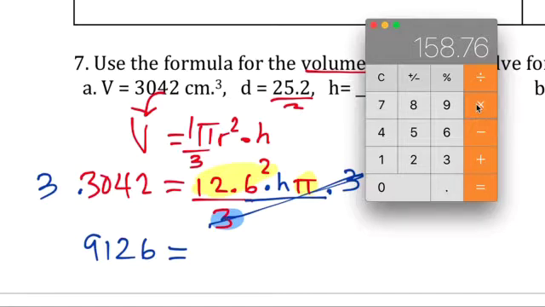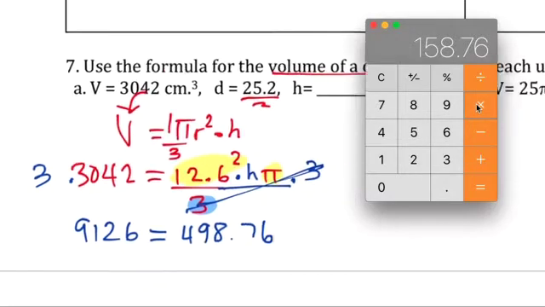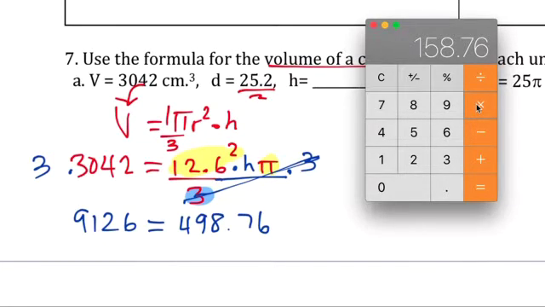So punch in your calculator 158.76 times pi. You get 498.75, and the next number is a 9, so you round that up to 498.76. I'm going to round it; I'm not going to write that long number, okay? And then we have that times h, the unknown, this h.